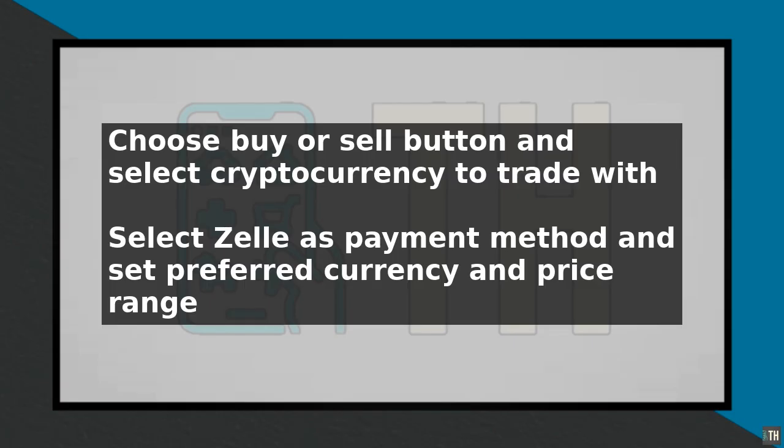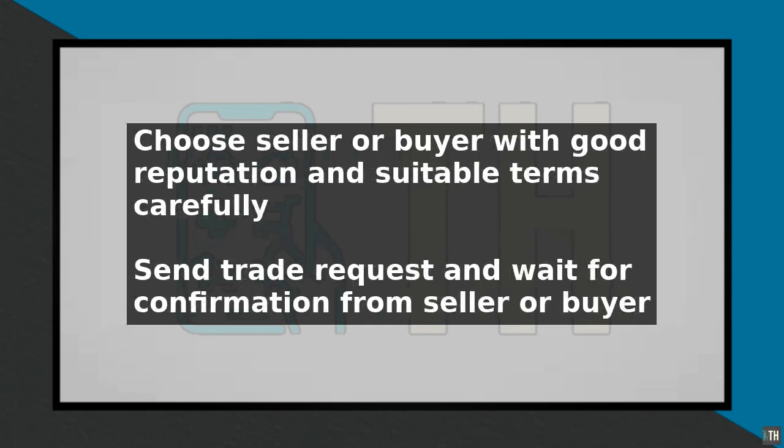Once confirmed, pay the seller via Zelle within the specified time limit, usually 15 minutes. After making the payment, click on the Mark as Paid button and wait for the seller to release the cryptocurrency.